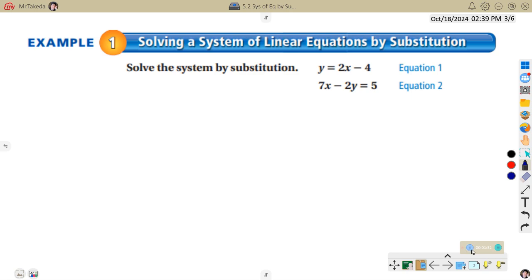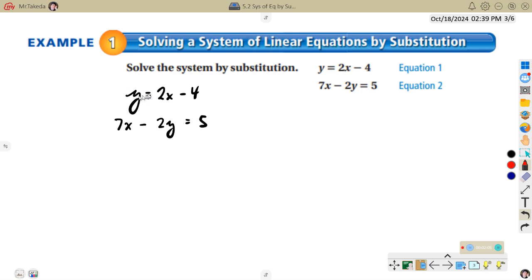Okay. So here's the system they want us to solve. y equals 2x minus 4 and 7x minus 2y equals 5. I'm going to write those a little bit bigger here so I can manipulate if I need to. Okay, so the first thing that we need to do is solve one of the equations for a single variable. But we already have that. We have y equals 2x minus 4. Okay, y is by itself.